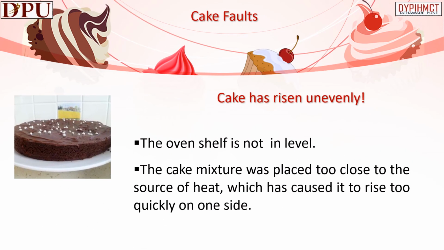Another cake fault is, cake has risen unevenly. Reasons behind this fault are as follows. The oven shelf is not level. The cake mixture was placed too close to the source of heat, which has caused the cake to rise too quickly on one side.